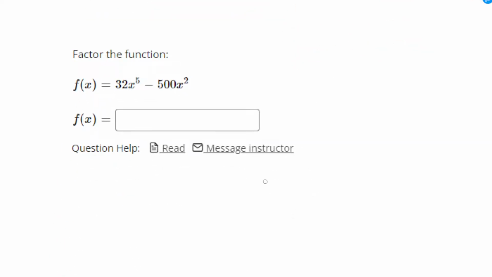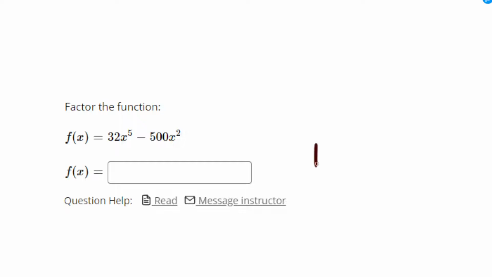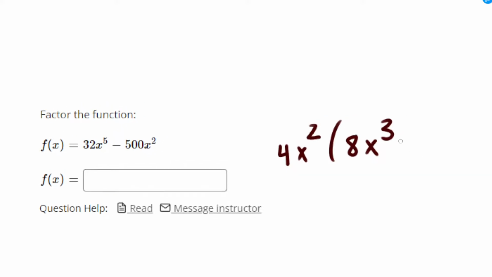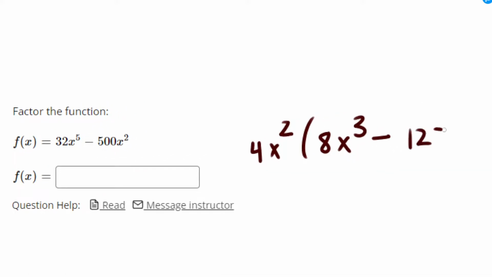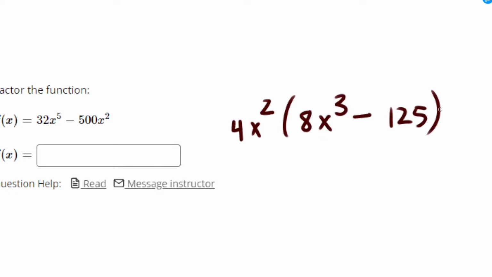Now it's asking us to factor this function. We can take out a 2, leaving us with 16x to the 5th. Oh, sorry, we can take out a 2x to the 2nd. Oh, this makes things a little bit trickier. Okay, I understand. So, give me a moment to formulate my thoughts. Okay, so I'm going to take out a 4x squared. And that will leave me with 8x cubed minus 125.